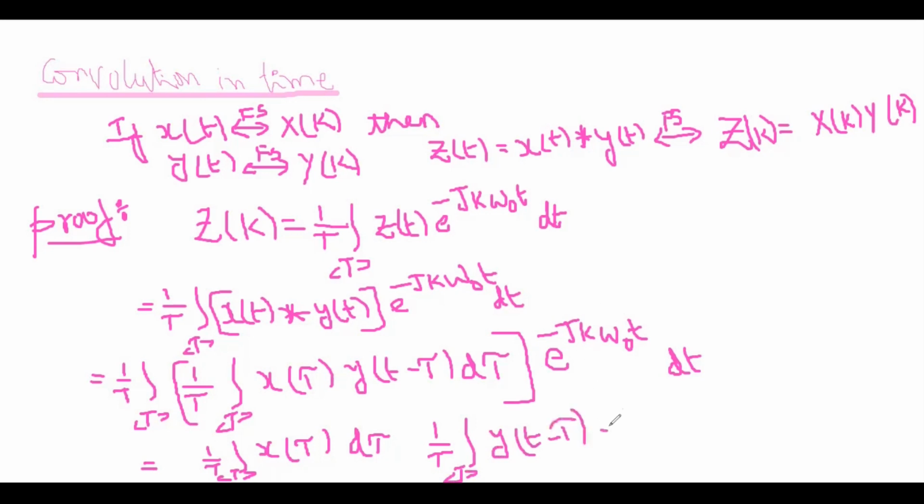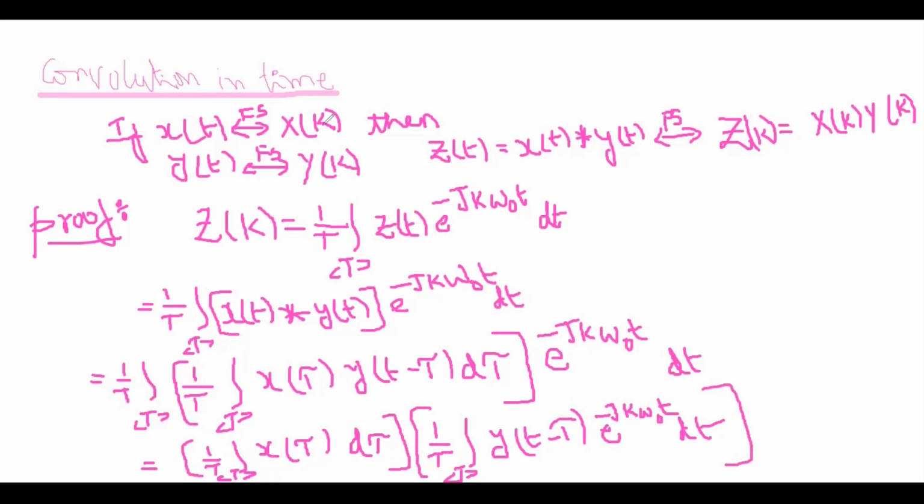Here also the t is there, e power minus jk omega naught t dt. Separate them: here the t is there, this is also the term with t. Now you can see these are the two functions we got from the above equation. It just looks like a time shift property.